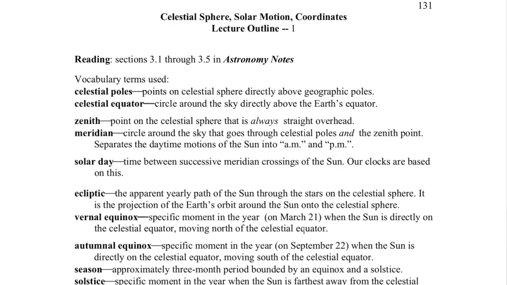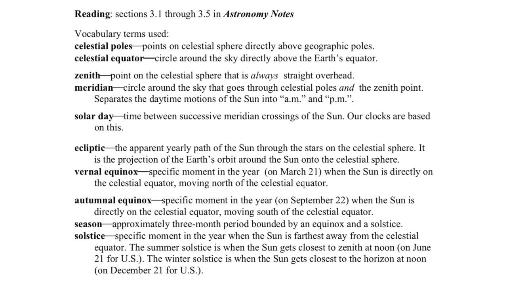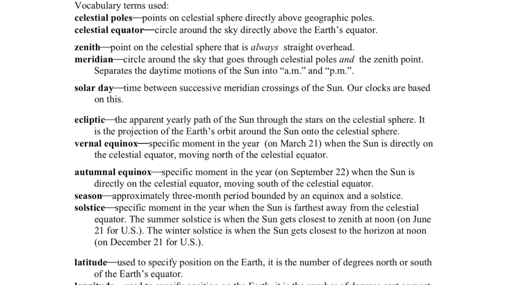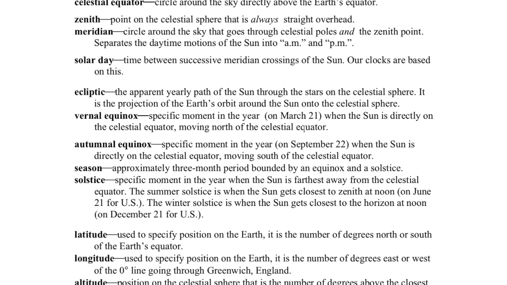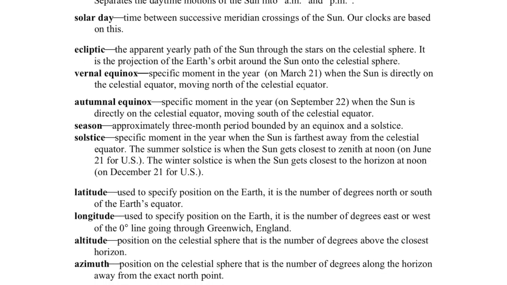This video is about the celestial sphere, the sky we can see around us without using binoculars or a telescope. In the lecture outline, the first four vocabulary terms are important reference markers on the celestial sphere. The next six are about the motions of the sun, and the last seven are about the coordinate systems on the Earth and on the sky.